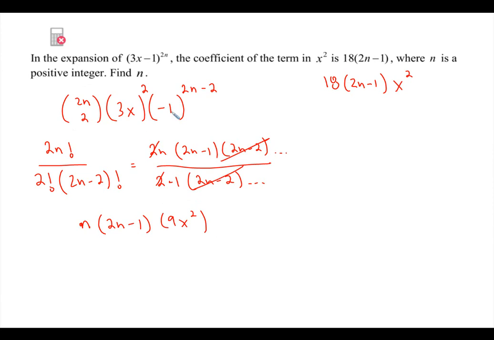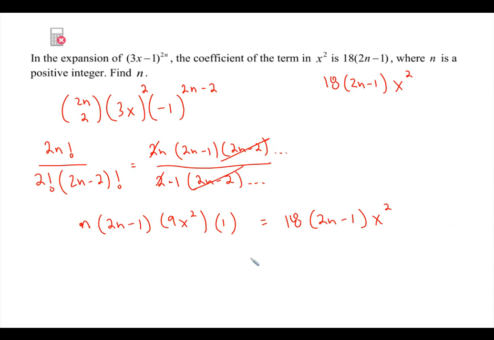Now -1, so let's think about this. If you have 2n minus 2, it doesn't matter what n is, this exponent here will always be an even number. If this exponent here is always an even number, regardless of what n might be, that means that -1 to some even power is always going to be a +1. So this will be +1, okay? And we know that this is going to equal 18 times 2n minus 1 times x squared.